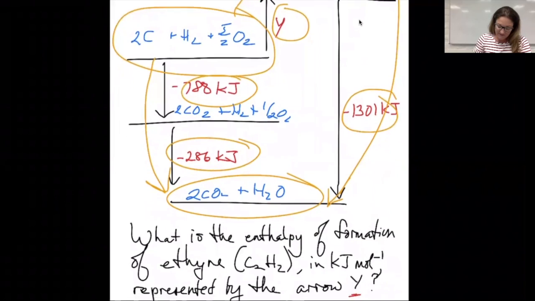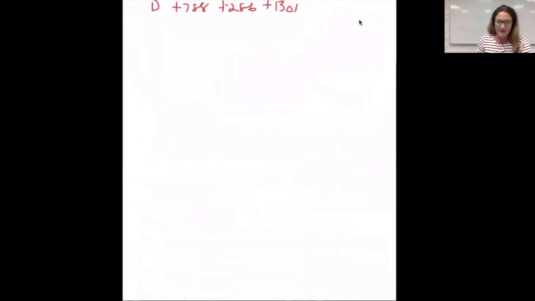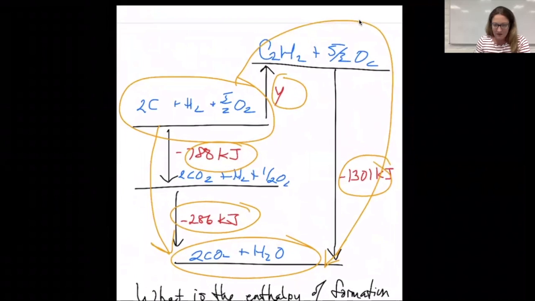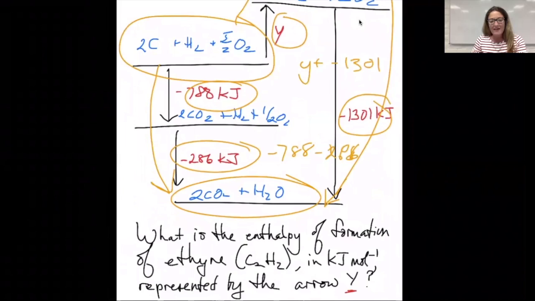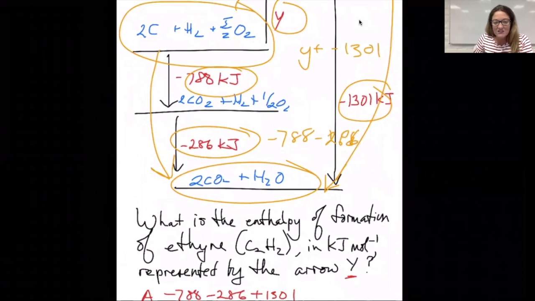Or more specifically, if I were to write it down here, actually I'm going to write it up here, that y when combined with negative 1301 must equal negative 788 minus 286. And then the question's asking me, what's the enthalpy of formation of C2H2 represented by the arrow y? So I want to know what this unknown is, y.